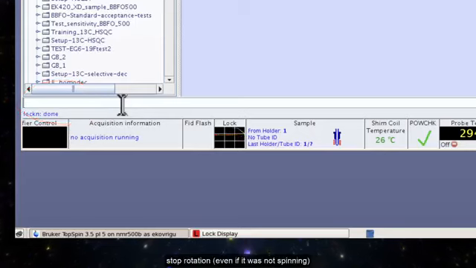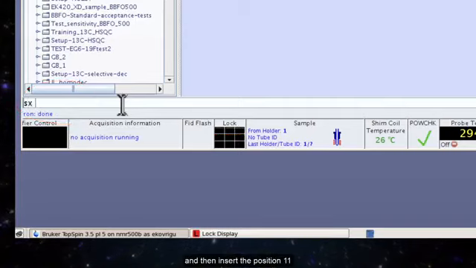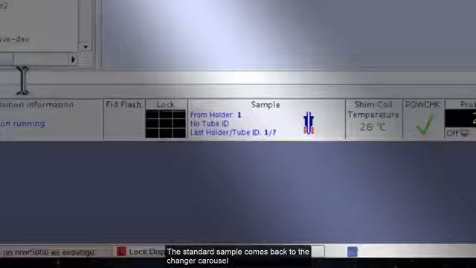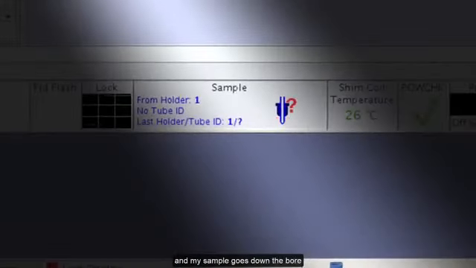1. Pulse: a short, powerful burst of RF energy tips the net magnetization. 2. Acquire: the spectrometer listens and records the FID as the spins precess and relax. 3. FT.